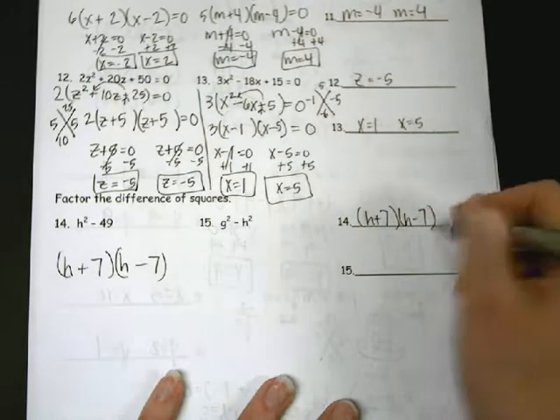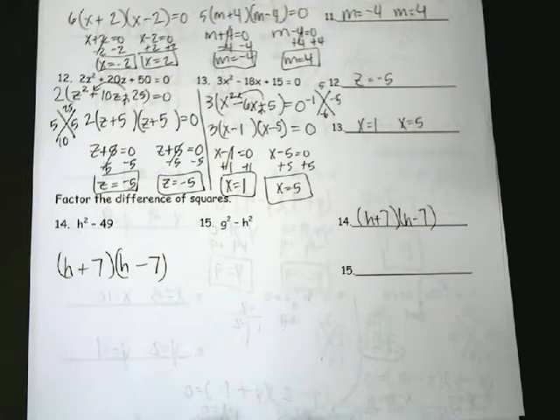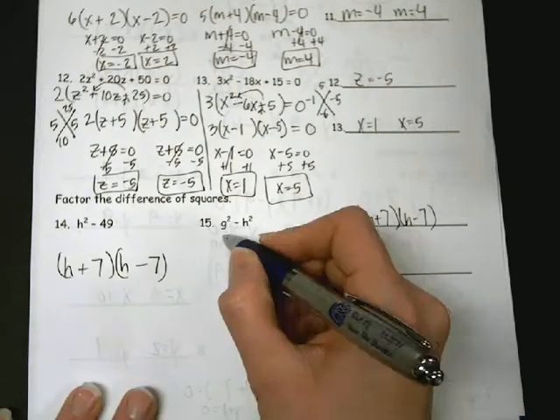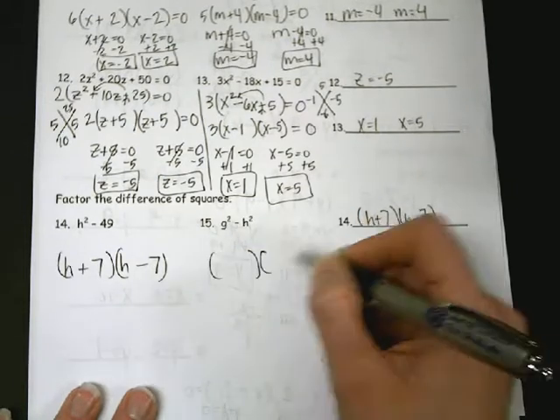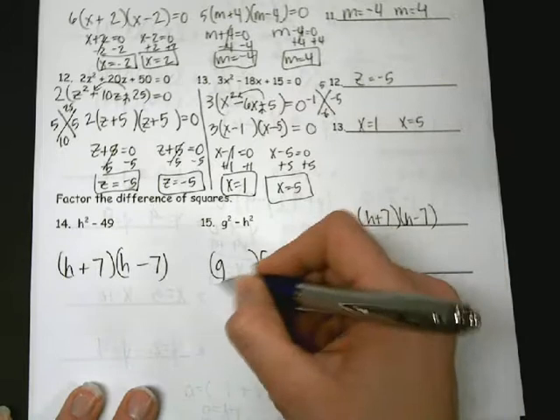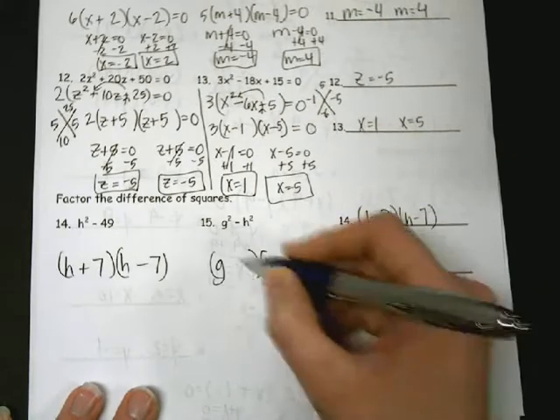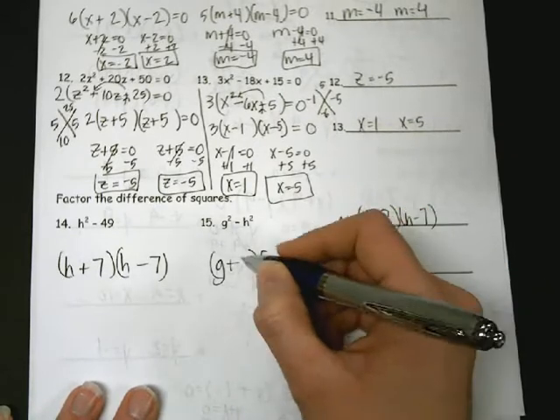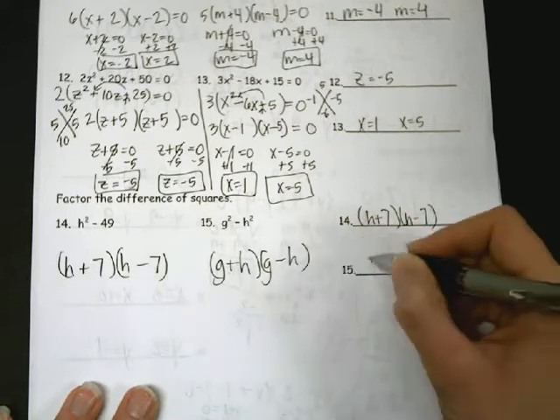From here, I just want to do that same thing for 15. They're both perfect squares, so I can factor them straight into two parentheses. G times G is G squared. One's a plus, one's a minus. H times H is H squared. G plus H and G minus H.